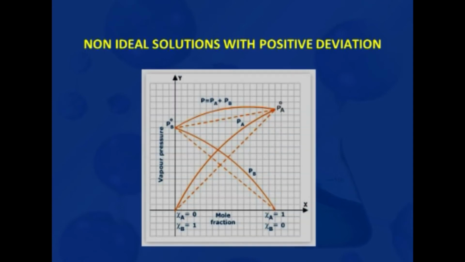Here is the Raoult's law graph. You can see in the graph that Pa is greater than P naught A x A and Pb is greater than P naught B x B. Similarly, Pa plus Pb is greater than P naught A x A plus P naught B x B.